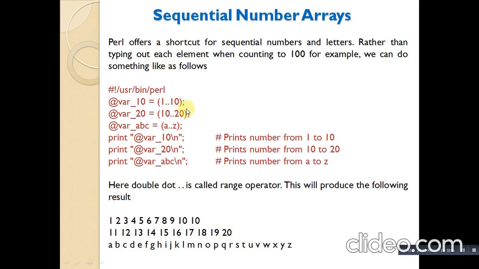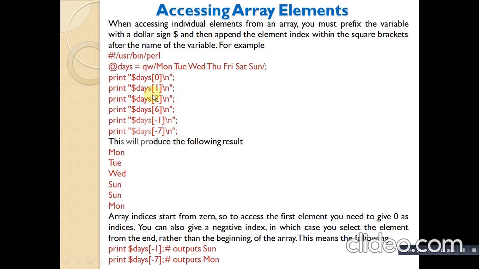Now you can see that after days of index 6, which prints Sunday, -1 again prints Sunday, and -7 prints Monday.